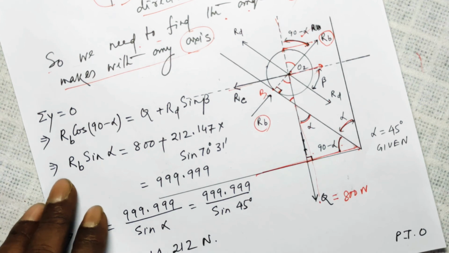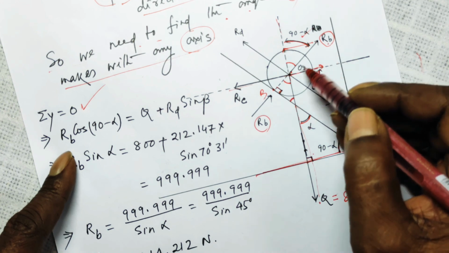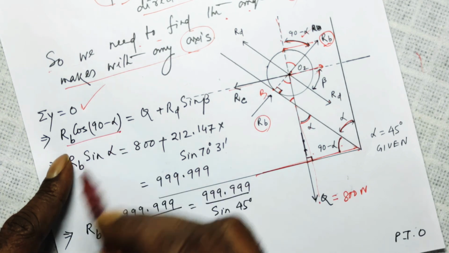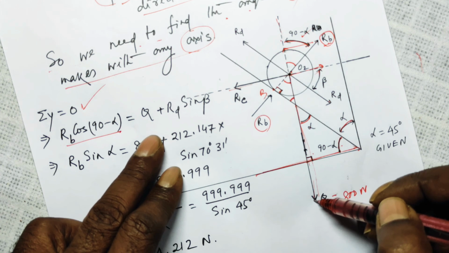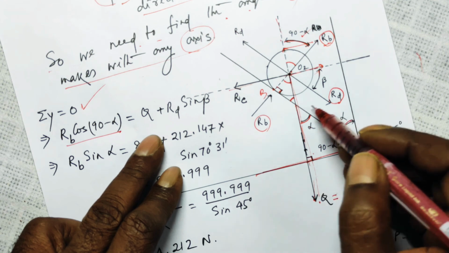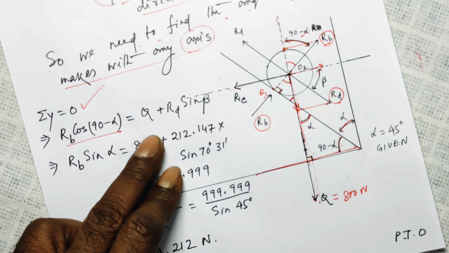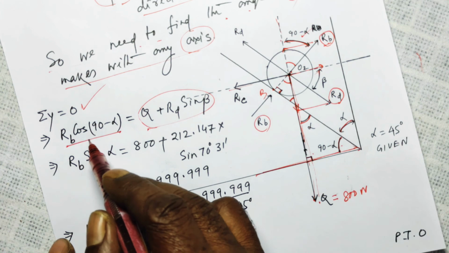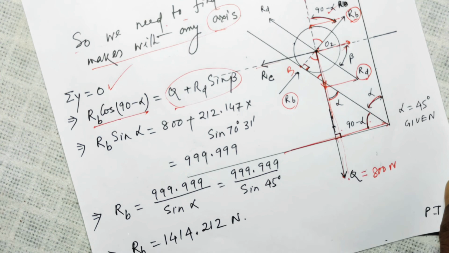Now let us apply sigma y is equal to 0. The component of RB along positive y-axis will be RB cos 90 minus alpha, and Q is opposite to that, and again the component of RD along this side will be this one from here to here, that is RD sine beta. So Q and RD sine beta are in the same direction, so they are added, and RB cos 90 minus alpha is along positive y-axis, so they are opposite to each other.